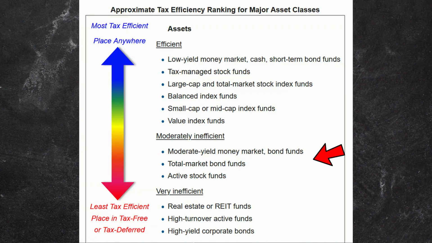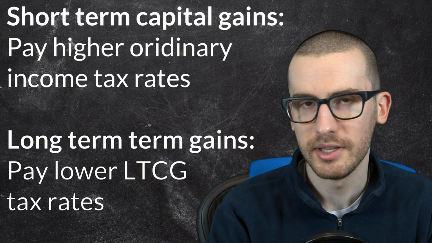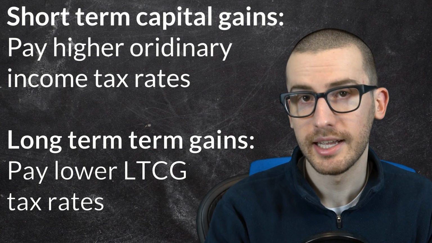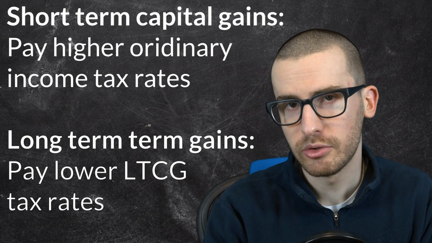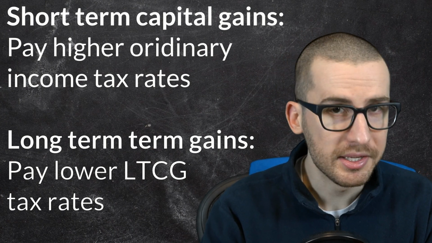When it comes to moderately inefficient investments, we're looking now more at our lower yielding bond investments. This can include moderately yielding money market funds, bond funds, and even some individual bonds. Also less efficient are any actively managed stock mutual funds or any stocks that you trade without holding for an entire year. This is because the capital gains from these investments typically incur taxes at your ordinary income tax rate. That's the higher rate that you want to try to avoid paying on your investments as much as possible.